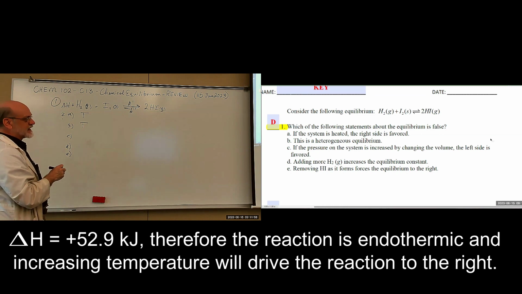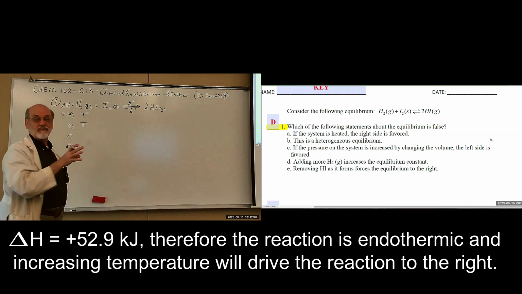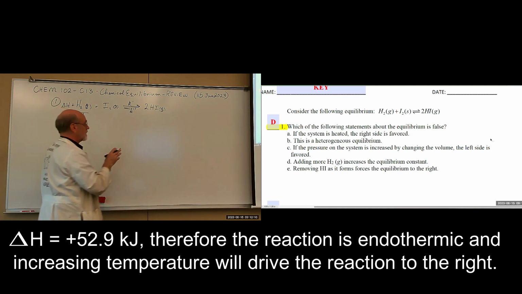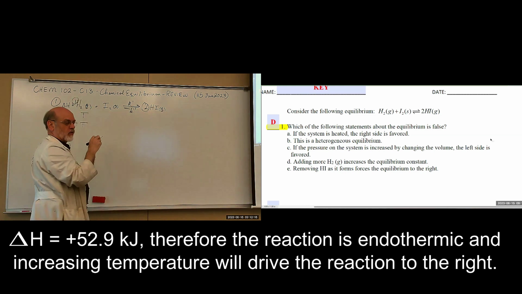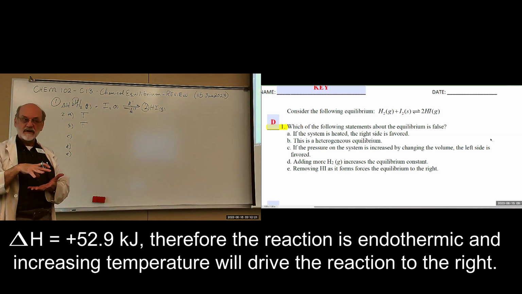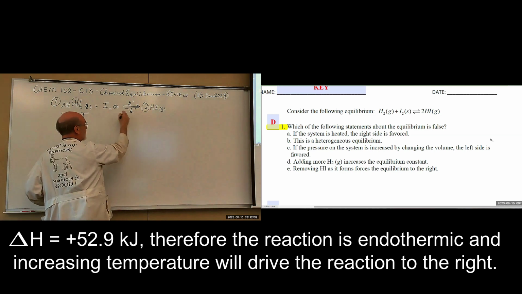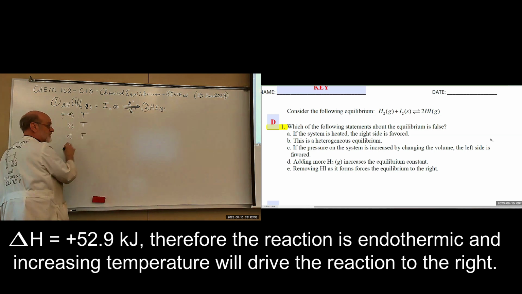If pressure on the system is increased by changing volume, the left side is favored. Okay, so here, what do we compare? We compare the moles of gas in the balanced equation. On this side, we have 2 moles. On this side, we have 1. Okay. So how does the system respond when we increase the pressure by decreasing the volume? It tries to make fewer moles, because fewer moles, according to Avogadro, will reduce the pressure. It will relieve that stress. So the shift will be to the left if we increase the pressure. That means C is true.